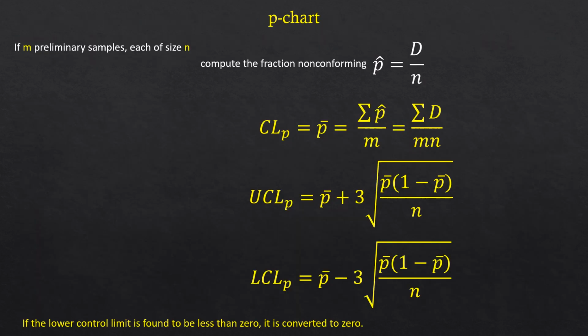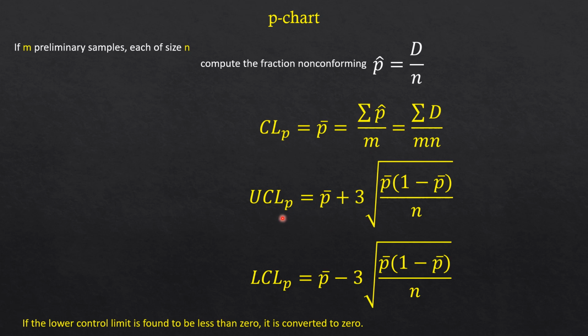So these are the formulas for the P chart we are going to use. First we calculate P cap, that is D by N, where D is the number of non-conformities and N is each sample size. Then the center line for the P chart is equal to P bar, and for P bar we can use these two formulas. First is summation P cap divided by M, or you can also use this formula, that is summation D divided by Mn.